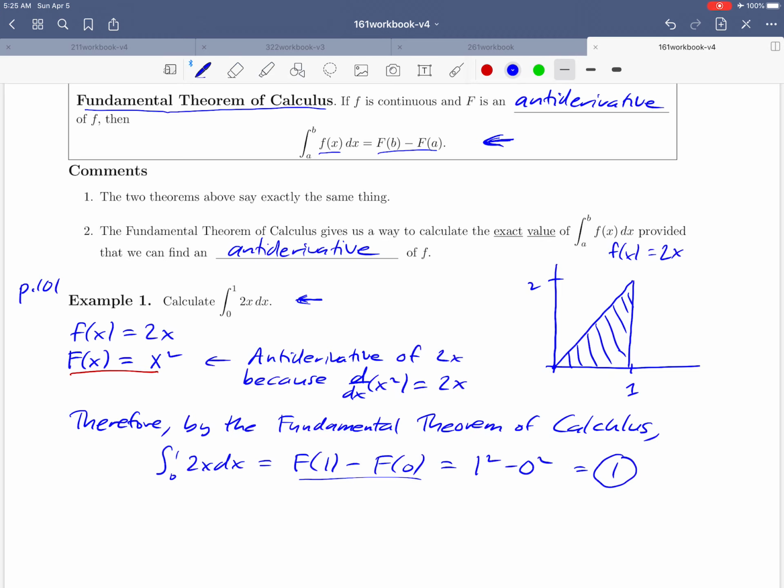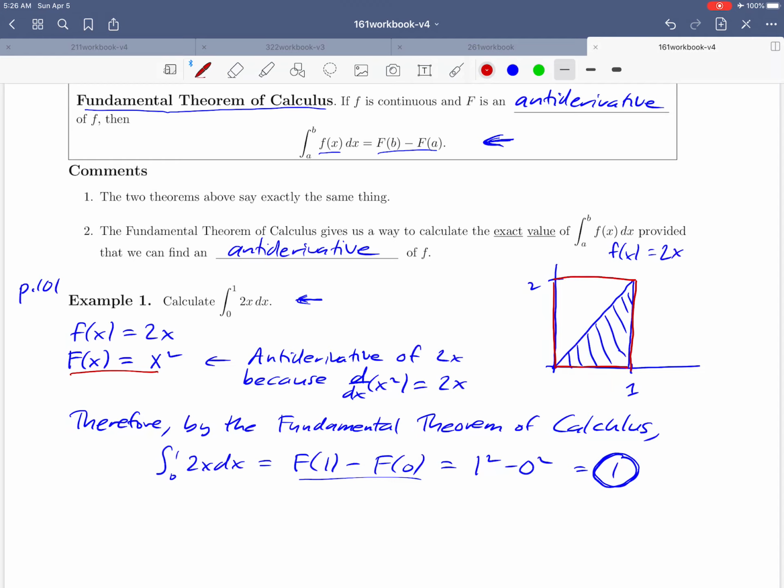Does the area of that triangle agree with the number 1 that we got down here? If you think about it, it does, because the area of that triangle that we shaded is exactly half of the area of this rectangle that I'm drawing. You can see from the picture that the area of that red rectangle is 2, so the triangle should have an area of 1. So we've just confirmed that the fundamental theorem of calculus gave us the correct value for this integral.